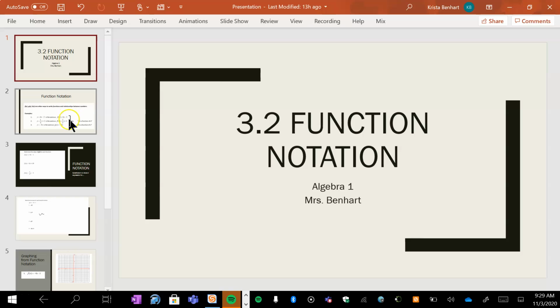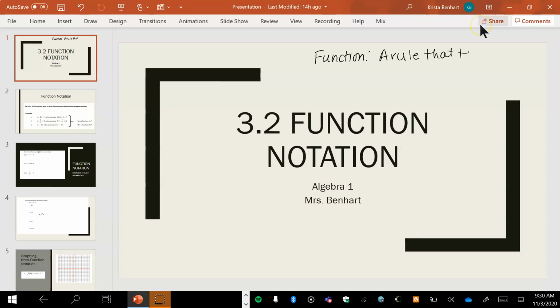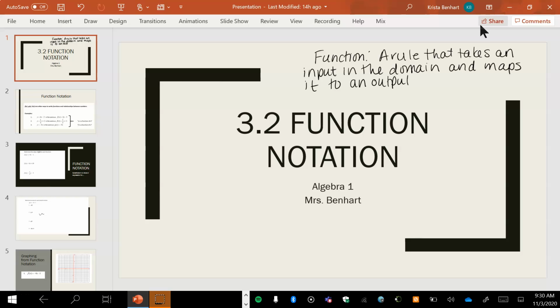So 3.2 is function notation. A different definition for the word function is a rule that takes an input in the domain and pairs it or maps it to an output in the range. So that's another definition of a function. We got a different one the other day.